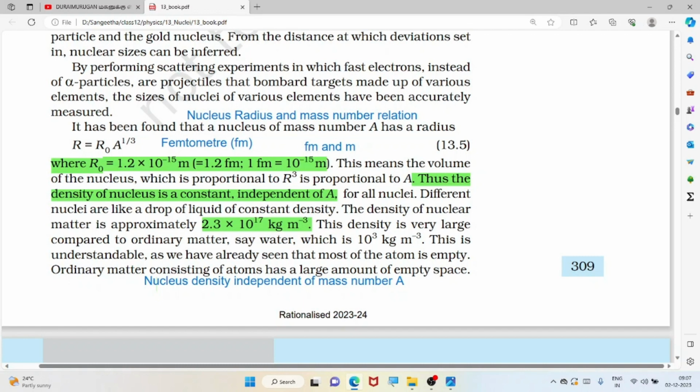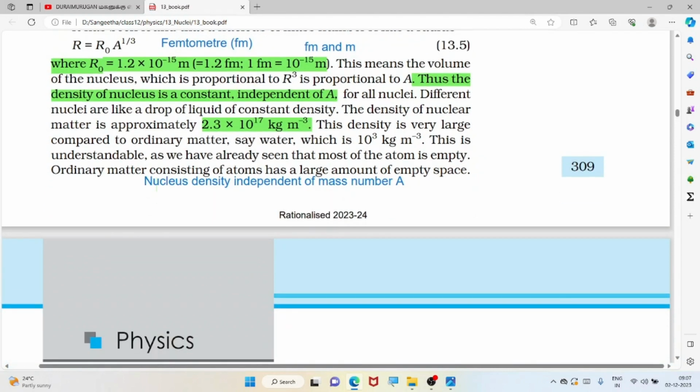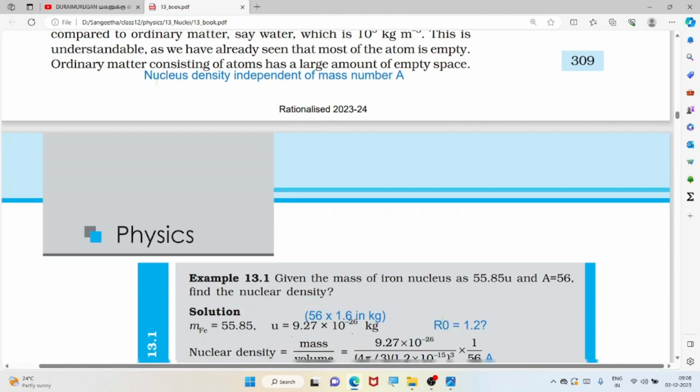This is the relation between the radius of the nucleus and the atomic mass. The important thing is that the density of the nucleus is independent of its atomic mass. The density of the nucleus is constant, independent of the atomic mass. That is important.